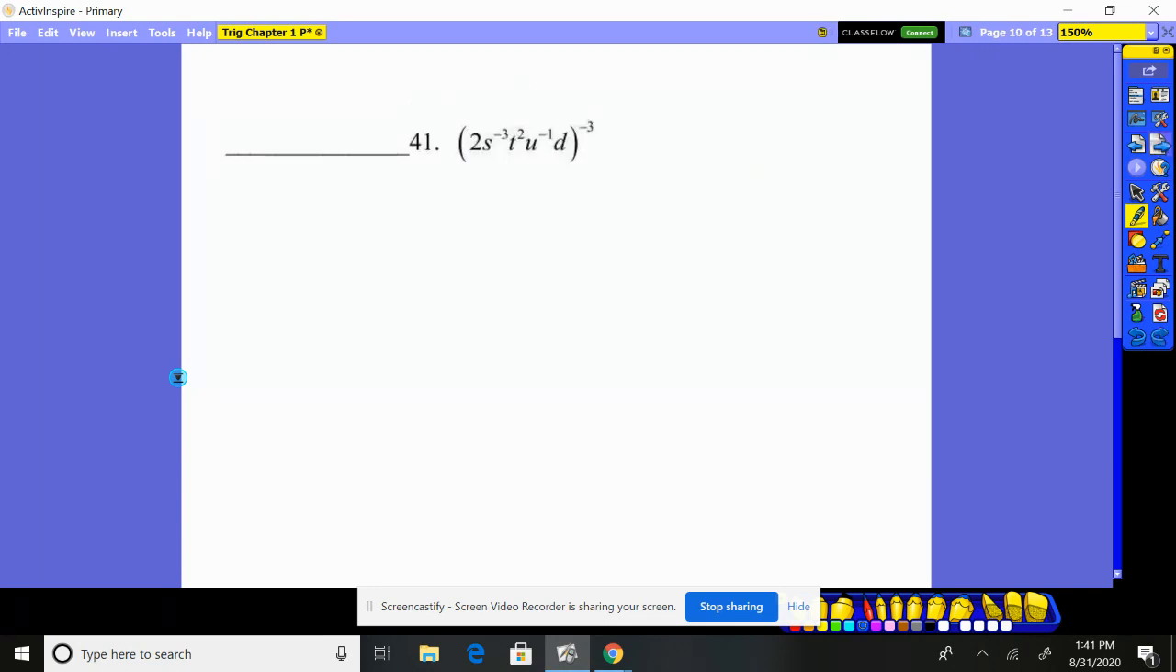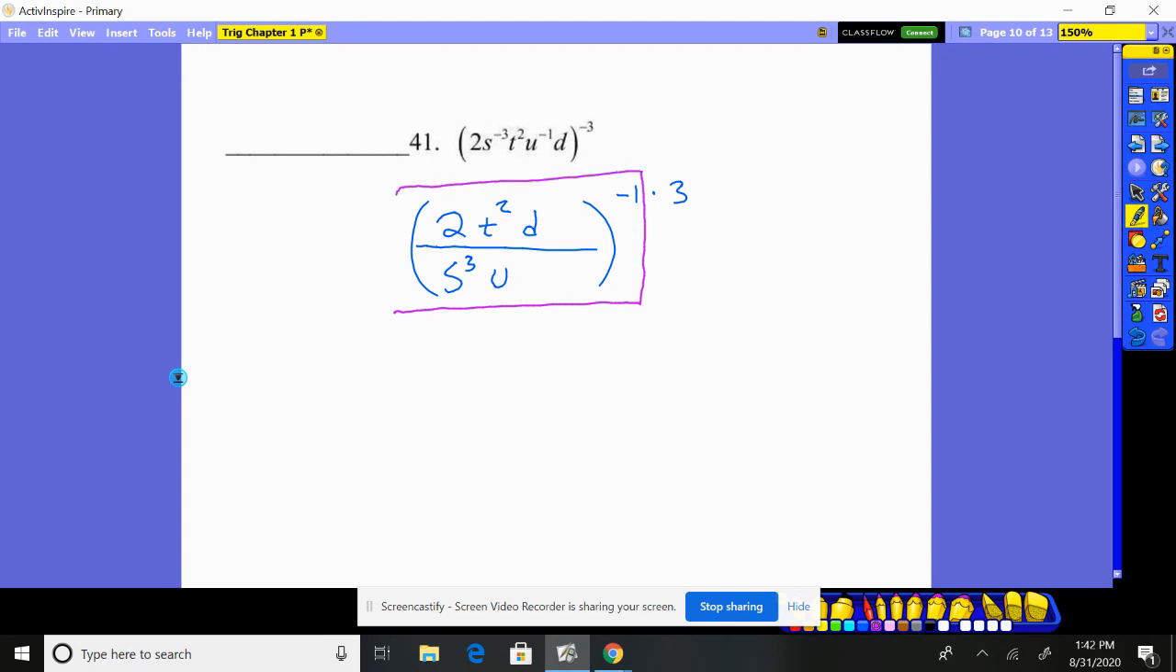41. Got to clean up the inside. So I know there's a fraction. 2 stays. S comes down below. T, no negative exponents, so it stays. U has a negative exponent, so it moves. D has nothing, so it stays. And this whole thing's to the negative 3, so we're going to look at it as a negative 1 times 3. Does anything cross out here? No. So we can go ahead and evaluate, because the inside is all cleaned up.